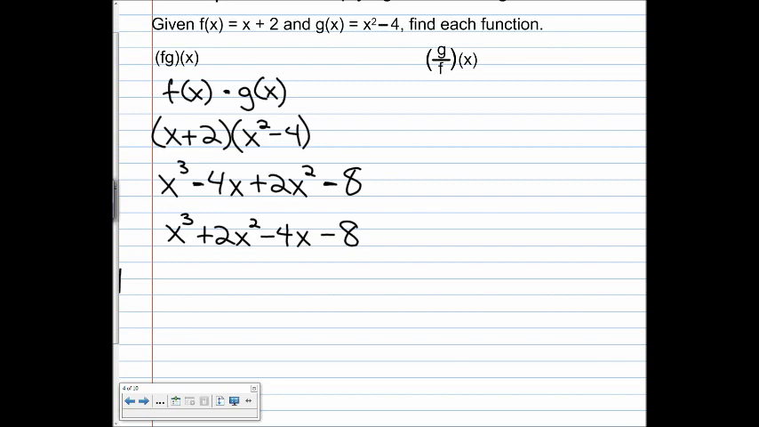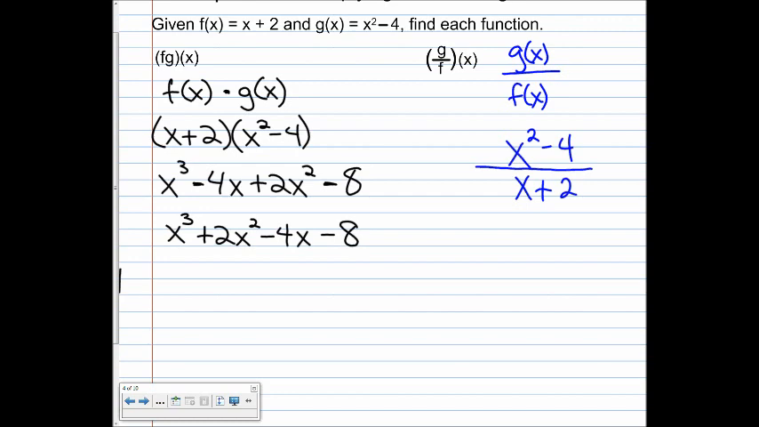g of x over f of x. So what operation is that? Division. So I'm going to write g of x over f of x. All right, well, g of x is x squared minus 4, and f of x is x plus 2. Now, this is similar to number 2 in your rewind. How did you guys attempt to simplify number 2 in the rewind? Factor. So we want to factor.